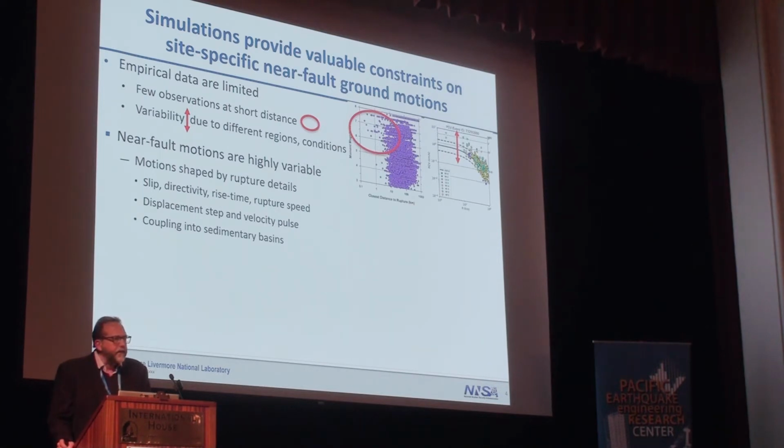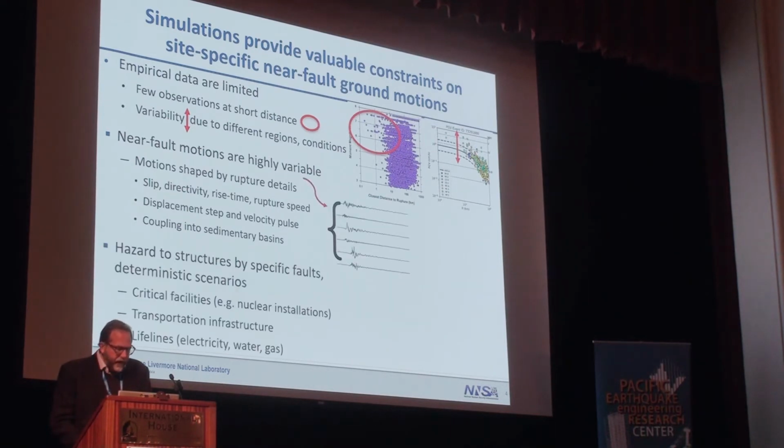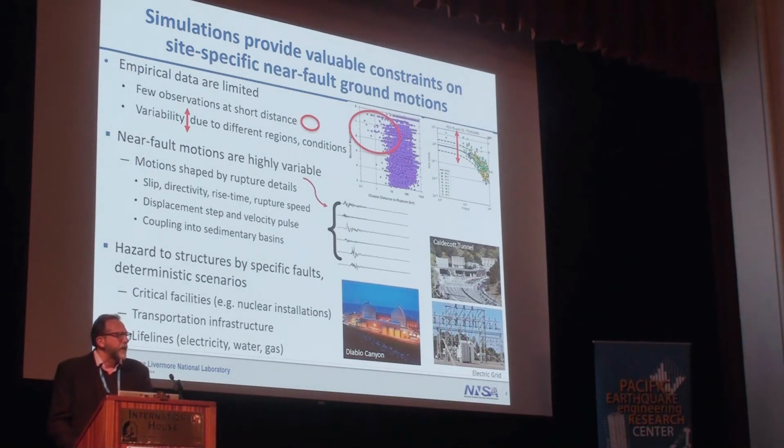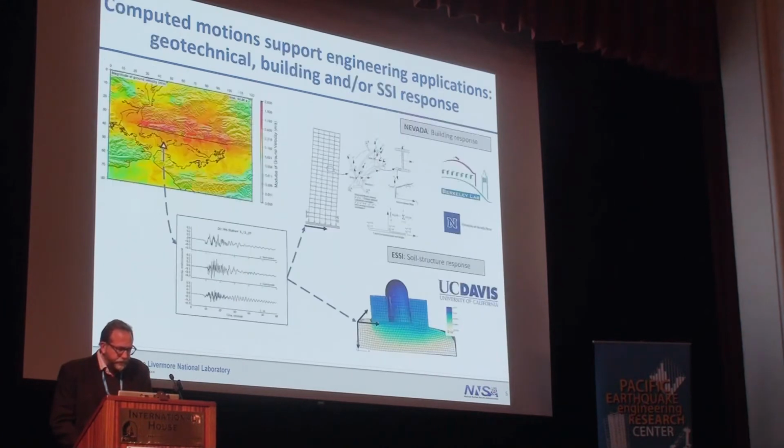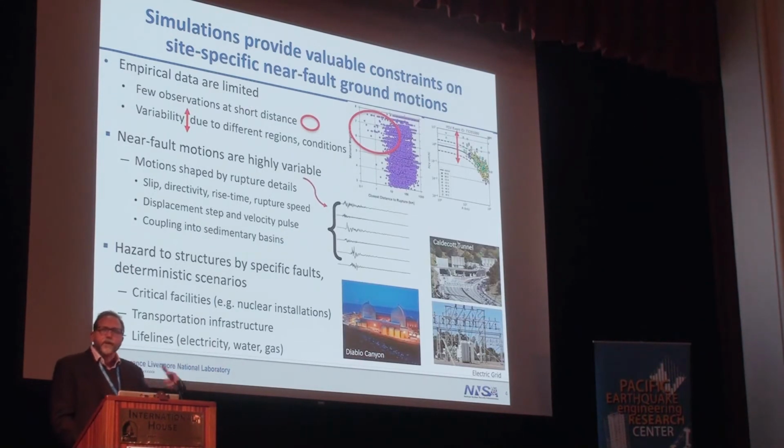They're shaped by the details of the earthquake source: rise time, stress drop, rupture speed, directivity, is it rupturing towards you? There is the generation of displacement steps and velocity pulses that are so important for structural analysis. And the coupling of that ground motion from the source into the 3D Earth, particularly sedimentary basins, is key for generating long duration motions, and that can cause damage far from the source. And sometimes we have to be near the fault, and here we are right on top of the fault as an example. And of course, all of our critical infrastructure, our transportation, lifelines, water, everything has to cross the fault.